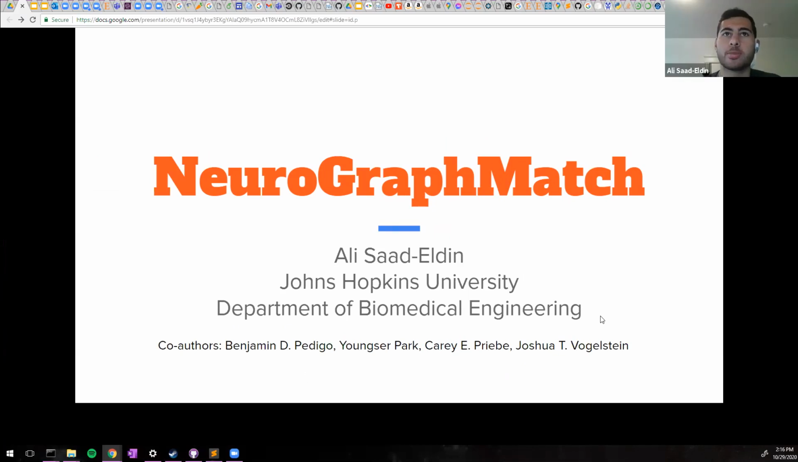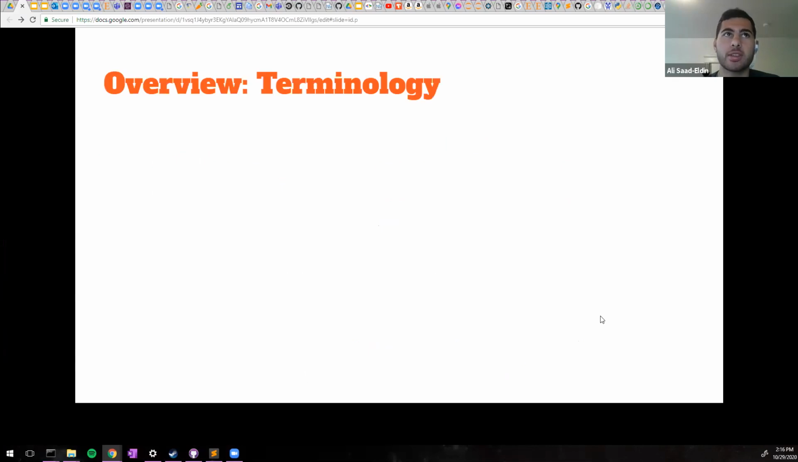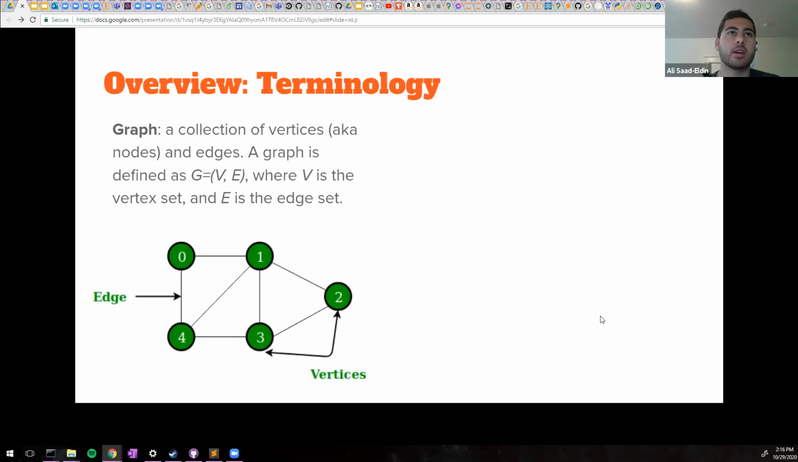Okay, so this actually dovetails nicely off of Vivek's talk, because I'm also talking about connectomes and graph matching. I'm going to focus a little bit more on the math and algorithm side of it. So just as a brief overview and introduction to the terminology. Generally, a graph is a collection of vertices or nodes and edges, with a vertex set and an edge set, and it basically just represents things and relationships between things. So this is a small example of what a graph looks like.